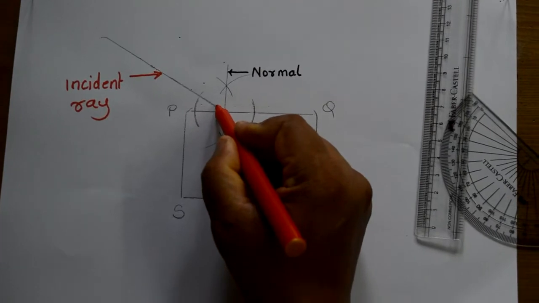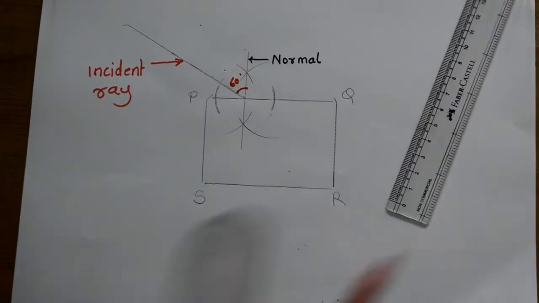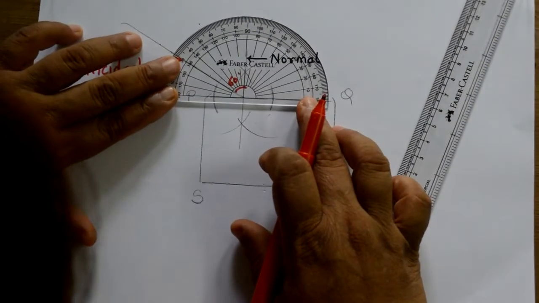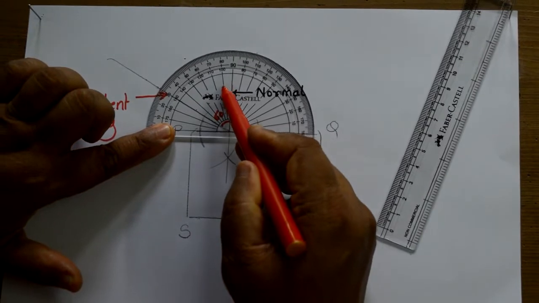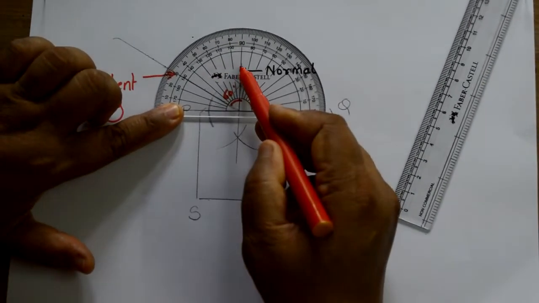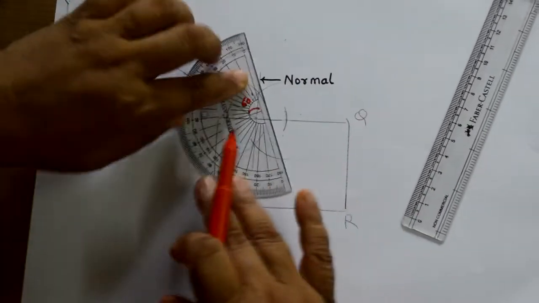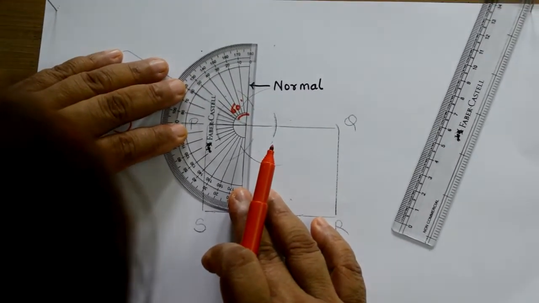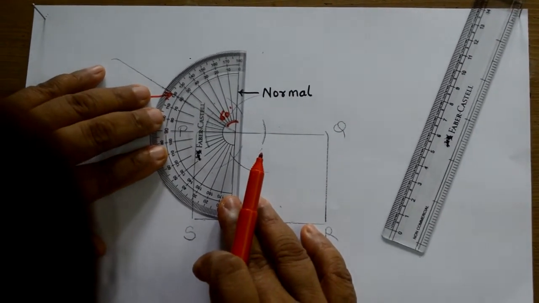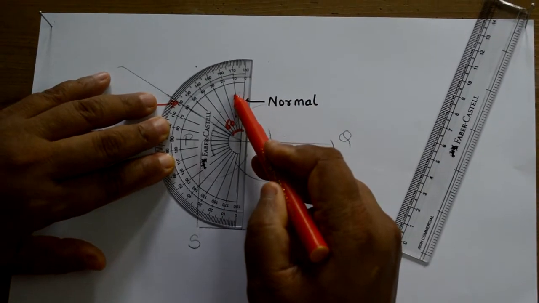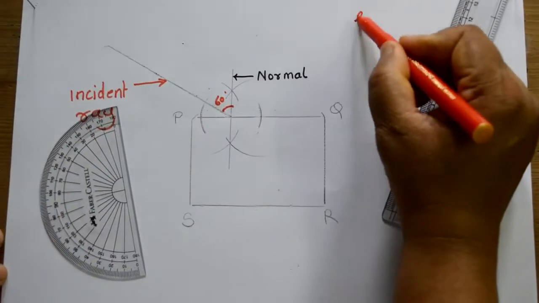For 60 degree angle of incidence, I have already drawn the outline of the glass slab and normal and measured. Now see the measurement of the angle. You can see children clearly, it is 10, 20, 30, 40, 50 and 60. You can keep the protector in this manner also, or the way I kept it before. See, it will measure the angle at 60 degrees. See, 10, 20, 30, 40, 50 and 60. So angle of incidence here is 60 degree.